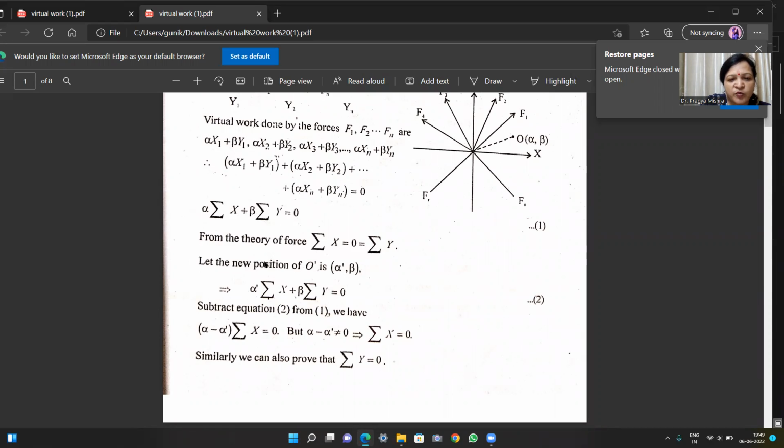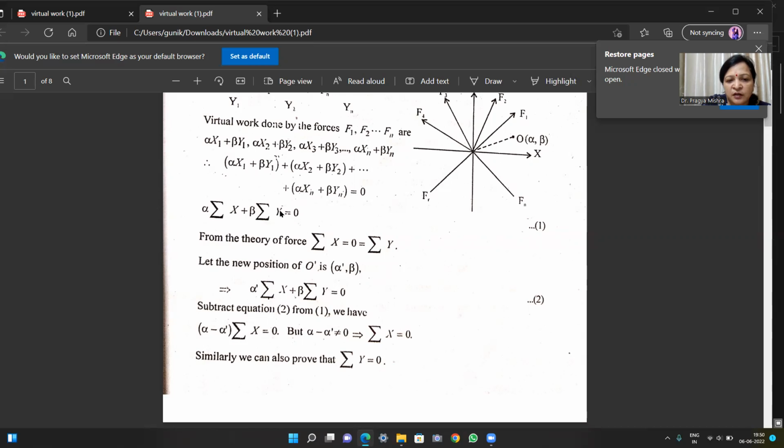Now, let the new position of O dash be alpha dash, beta. Suppose we have shifted this point to a new position, shifted horizontally, so that the vertical component, that is beta, remains the same, and the x coordinate of this point becomes alpha dash. So in the new position we have alpha dash, beta as the new coordinates of the point O dash, and corresponding to this point we get the equation alpha dash sigma x plus beta sigma y equal to 0.